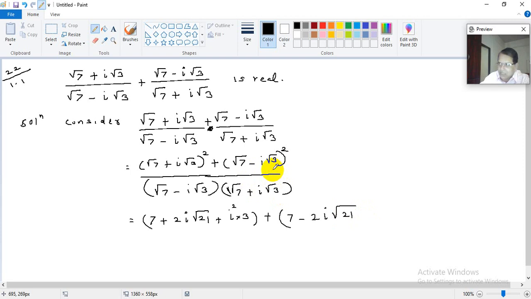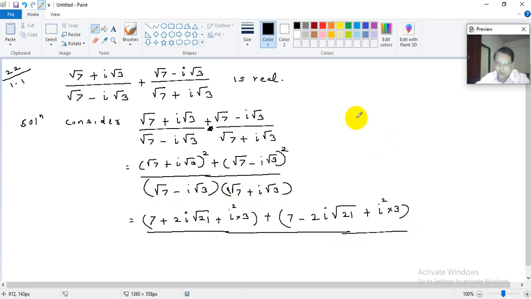See, i root 3 squared is i squared into 3. So plus, again it is i squared into 3 and then divided by, now you know this formula, this is the number root 7 plus i root 3, it is its conjugate, and you know that whenever you have something like this, a plus bi into a minus bi, the answer is a square plus b square. So here it is root 7 square plus root 3 square, because here a plus b is like root 7 plus i root 3, that means a is root 7, b is root 3. So what is this answer?